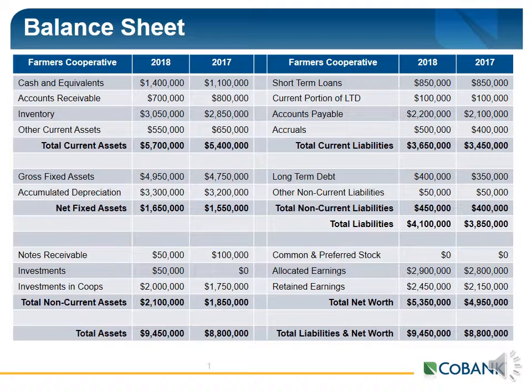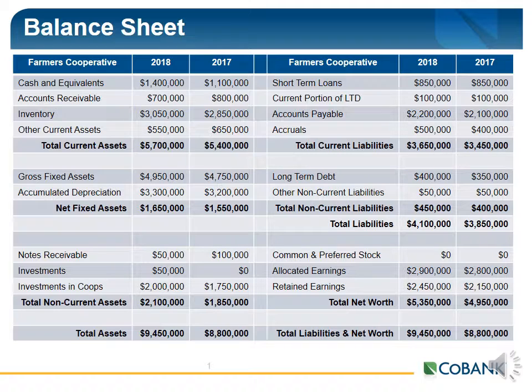So for working capital, you take your current assets of 5.7 million, you subtract out your current liabilities. In this case, it's 3,650,000. That would give you your working capital of 2,050,000. This is literally the liquidity of the company, and so that's the one thing that we look at pretty closely.